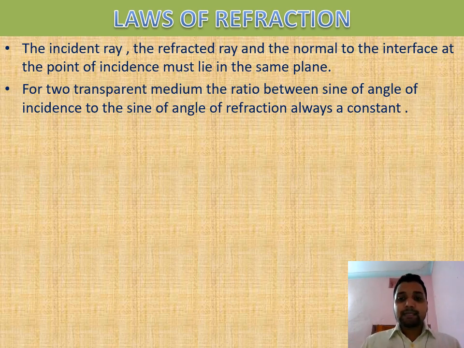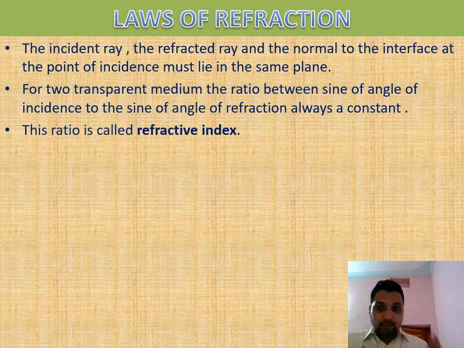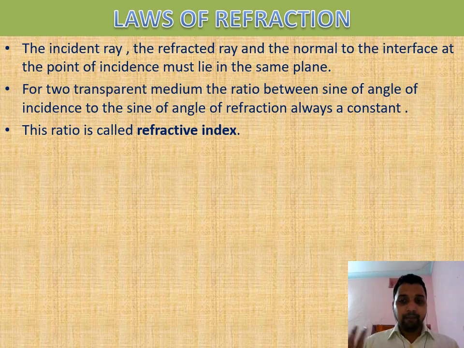Sine, S-I-N, that is a trigonometric expression. The sine of the angle of incidence to the sine of the angle of refraction is always constant. That means sine i by sine r, where i is the angle of incidence and r is the angle of refraction, always remains constant. And this constant is known as the refractive index of the medium. So sine i by sine r is a constant, which is the refractive index.